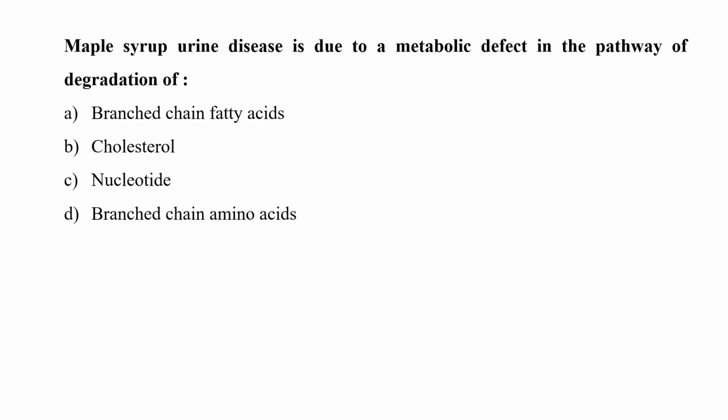Maple syrup urine disease is due to the metabolic defects in the pathways of degradation of... MSUD या मेपल सिरप यूरिन डिजीज जो है वो एक इनबॉर्न एरर ऑफ मेटाबॉलिज्म है प्रोटीन का, which is happening due to the deficiency of branched chain alpha keto acid dehydrogenase complex, which is an enzyme. और जब ये डिजीज होती है तो इट लेड टू द बिल्डअप ऑफ ब्रांच चेन अमाइनो एसिड विच इज ल्यूसिन, आइसोल्यूसिन, वेलाइन और उसके बाय प्रोडक्ट्स को. तो इसीलिए इसमें ऑप्शन डी होगा, ब्रांच चेन अमाइनो एसिड्स. आगे चलते हैं.